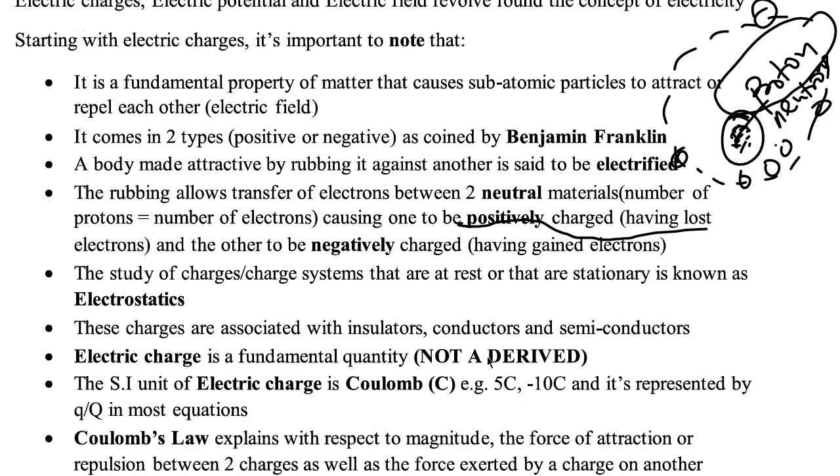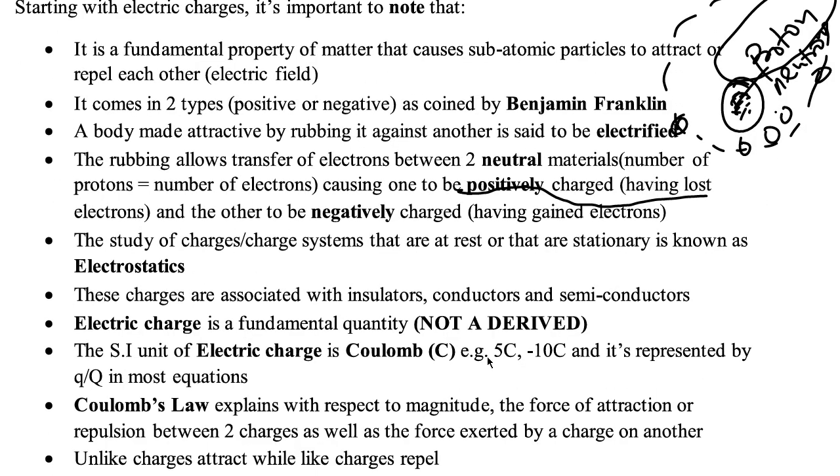So this leads us to the fact that the study of charge systems that are at rest or that are stationary is known as electrostatics. You'll be asked this in the OBJ part of the exam: study of charge systems that are at rest. You could use the word to understand it: electrostatics, something that is at rest. It's not something that is dynamic or changing. Do you understand? It's at rest. So these charges are associated with insulators, conductors, and semiconductors, which we'll look at later in this series.